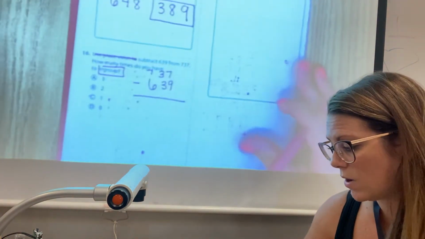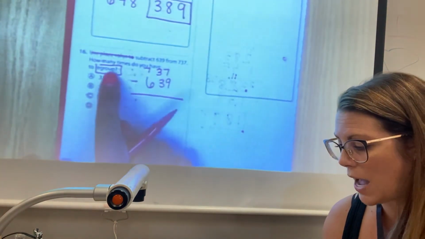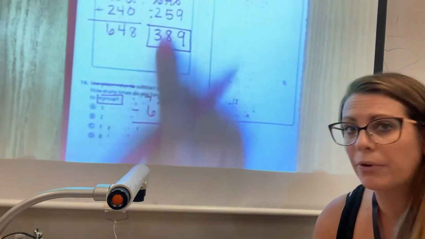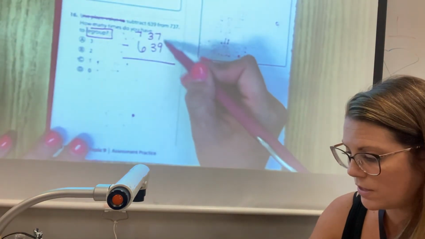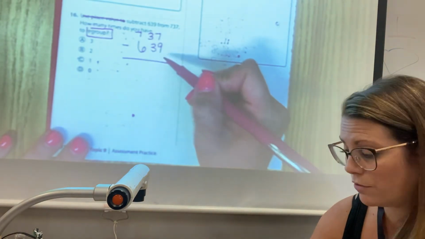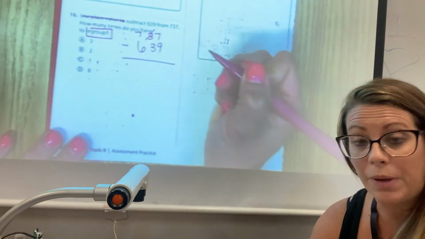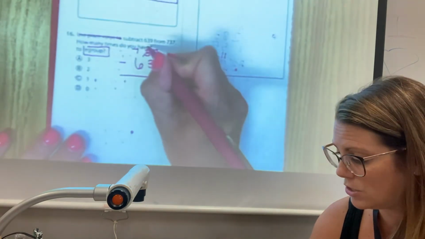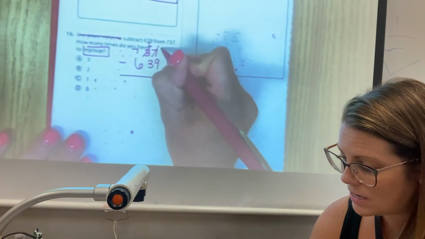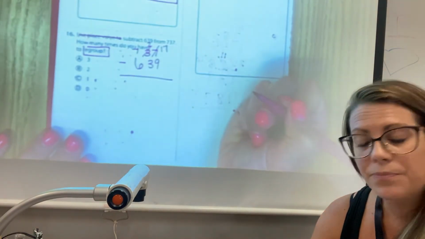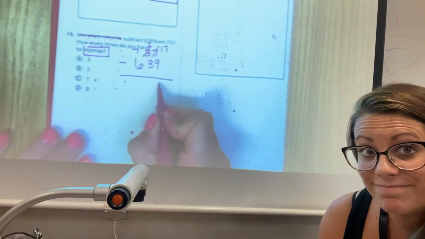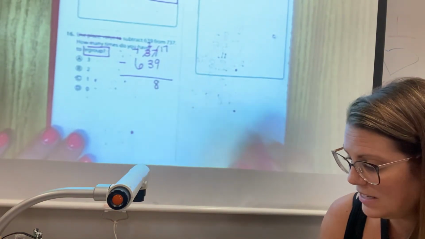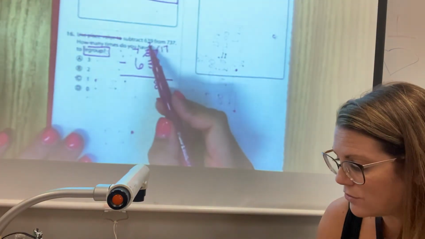So, the next one, it wants to know how many times you have to regroup. Remember, anytime we're crossing out and changing numbers, we are regrouping. Well, let's go ahead and take a look at this one. Is there more on the top or more on the floor? There's more on the floor, so we have to go next door. We're regrouping, right? We're going to turn that 3 into a 2 and that 7 into a 17. So then 17 minus 9 equals what? 8.